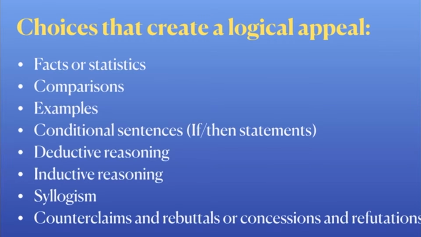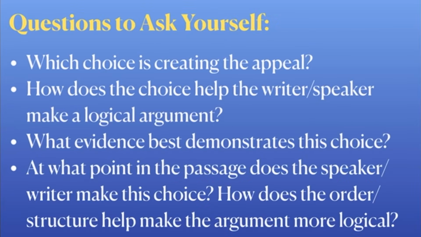They could also be including examples, or they could even have something called a conditional sentence, which is an if-then sentence. They could use deductive or inductive reasoning or syllogisms. The syllogisms are less common, but they do appear sometimes. And then also, they could use a counterclaim and rebuttal or concession and refutation to try to develop their argument in a logical way. Once you've identified the choice that creates the logical appeal, you've essentially made your claim.